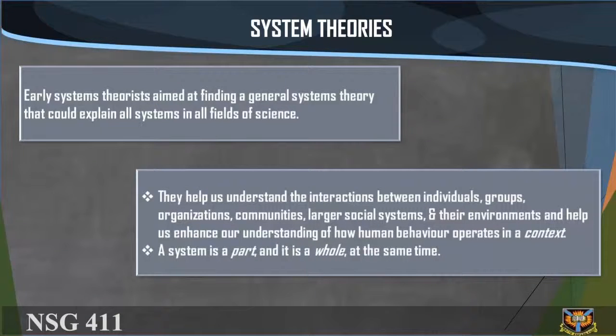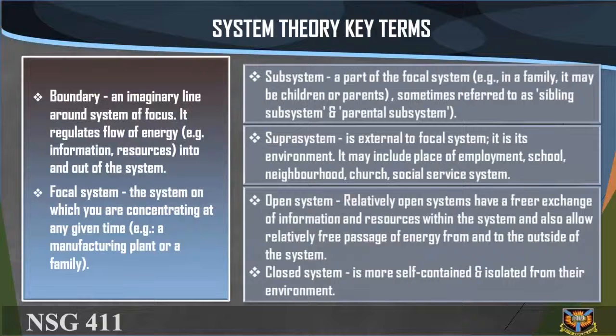Early systems theorists aimed at finding a general systems theory that could explain all systems in all fields of science. They help us understand the interactions between individuals, groups, organizations, communities, larger social systems, and their environment, and help us enhance our understanding of how human behavior operates in a context. A system is a part and it is a whole at the same time.